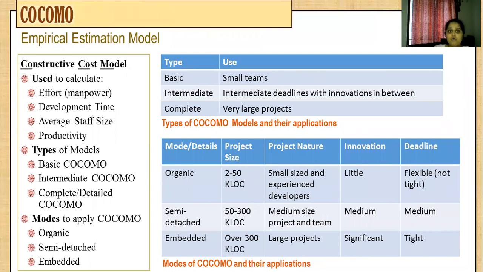Next is COCOMO, that is empirical estimation model. This is a model which is widely used currently and most important for GTU purpose. COCOMO is nothing but constructive cost model, and we will see all about COCOMO model, its types and modes in the next lecture.